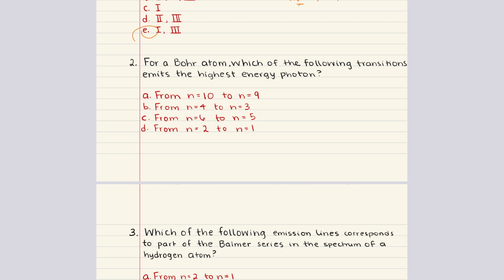In the Bohr model, the energy levels of an atom are quantized, and the spacing between these levels decreases as n increases. The correct answer here is going to be D, from n equals 2 to n equals 1, because the energy levels near the nucleus are farther apart than those at higher n values. As a result, the transition from n equals 2 to n equals 1 involves a much larger energy difference than any of the other options, and therefore it's going to emit the highest energy photon.